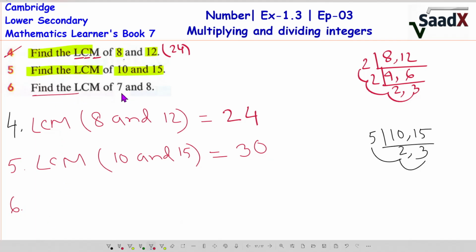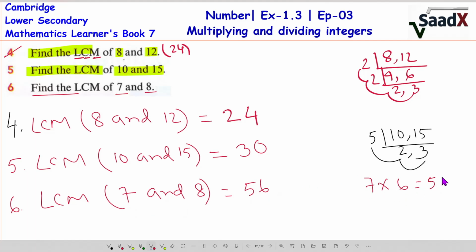Okay. Number 6. Find the LCM of 7 and 8. So LCM of 7 and 8. Look, 7 and 8 are co-prime numbers, so there is no common factor. So LCM will be 56. It means 7 times 8 is 56. Very simple. So 4, 5, 6 done.